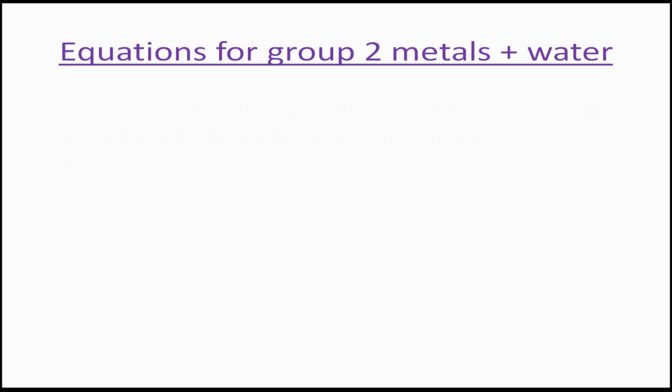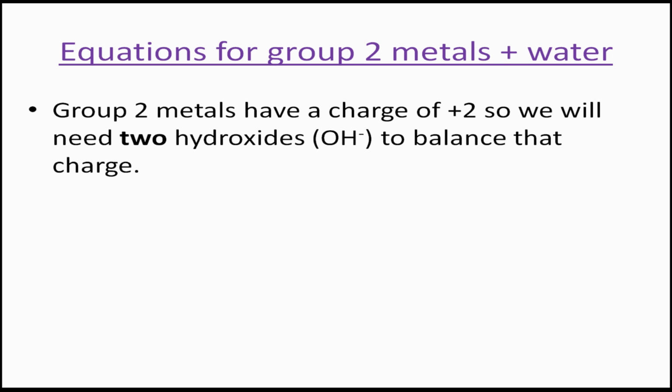Now, group 2 metals in water. This time, the group 2 metals, as you should know from topic 2, have a charge of +2 when they react. When they form an ion, they have a charge of +2. So you're going to need 2 hydroxides, each with a -1 charge, to balance out this +2 charge, to be neutral and have 0 charge altogether.